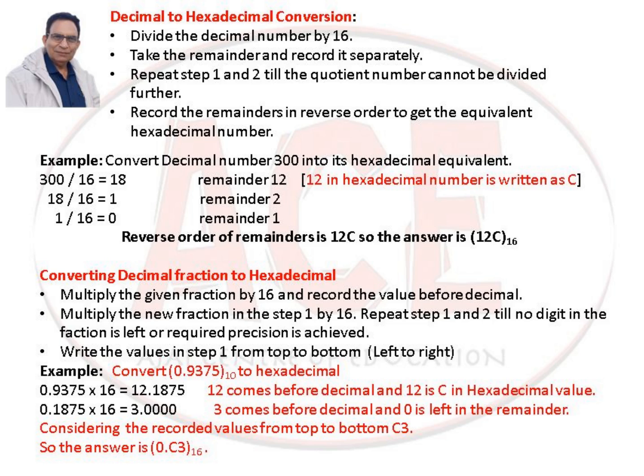Now we are going to see how we can convert a decimal fractional value into hexadecimal. The same way, we have to follow certain rules. Multiply the given fraction by 16 and record the value before the decimal. Multiply the new fraction, means the decimal part of the previous step, by 16. Repeat step 1 and 2 till no digit in the fraction is left or required precision is achieved. Finally, write all the values in step 1 from top to the bottom or left to right.